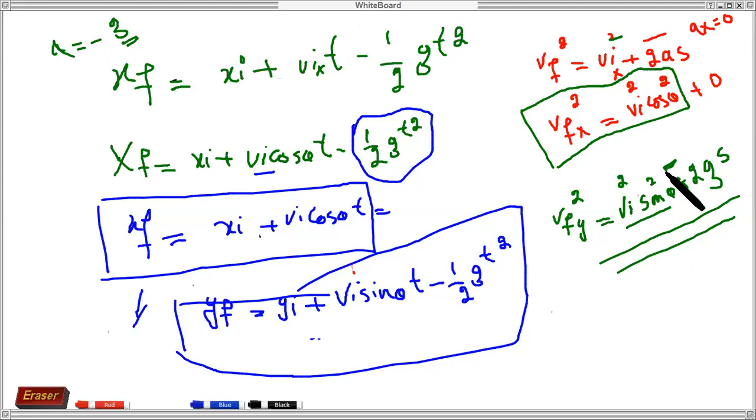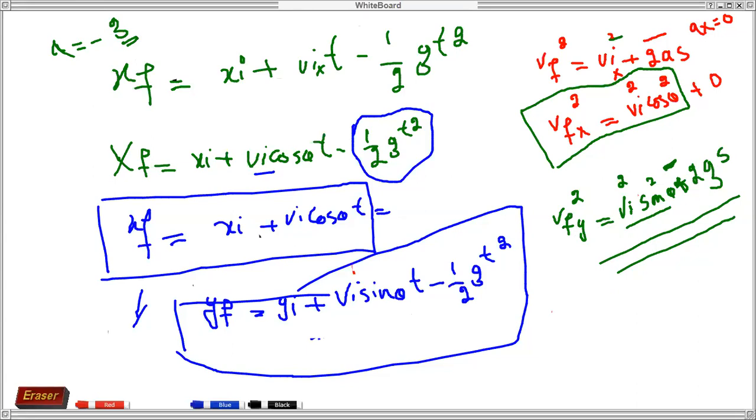So we have minus 2, and instead of A, we just mention the G symbol, and S. So this is final. Vfy square is equal to Vi square sine square theta minus 2Gs. This is final for vertical motion.